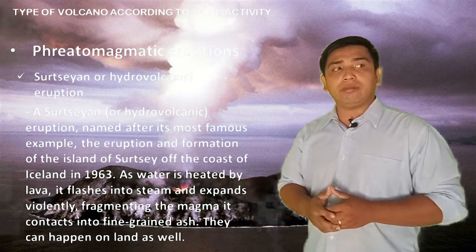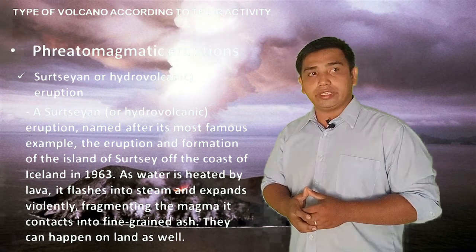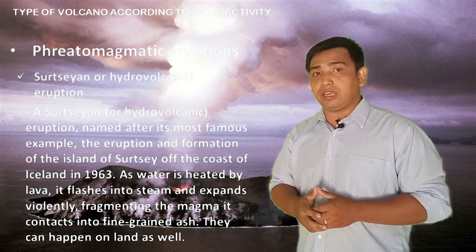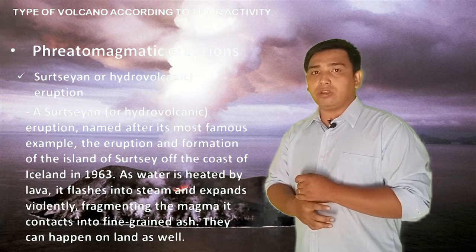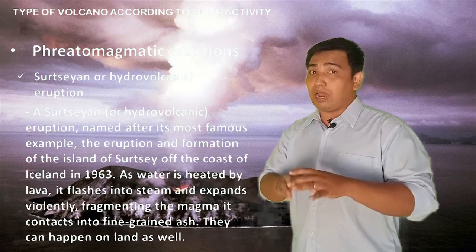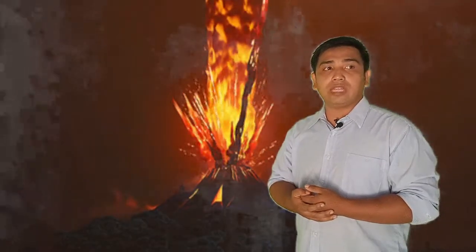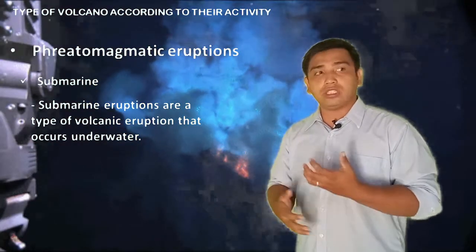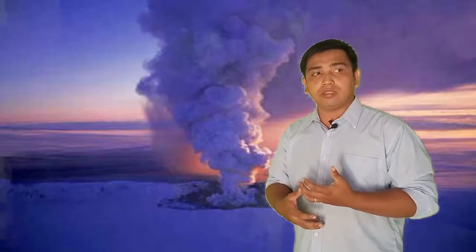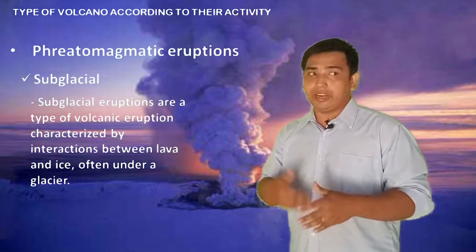Water is heated by lava and it flushes into steam. Meaning to say it is superheated and then it violently erupts, just like when you pour cold water on a hot rock, the rock will collapse. Something like that. Submarine eruptions are a type of volcanic eruption that occurs underwater. And subglacial eruptions occur underneath an ice slab or a glacier.